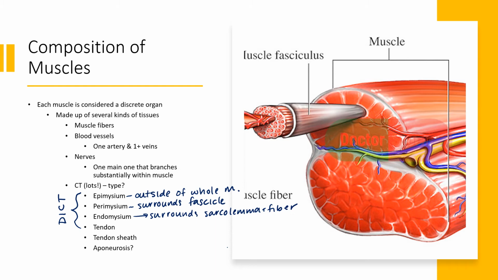Tendon sheath is dense, regular connective tissue. Sorry. Let me fix that. I should have put those in a different order. Your tendon is dense, regular connective tissue. Your tendon sheath, endomysium, perimysium, and epimysium, those are all dense, irregular connective tissue. And we'll talk about why that is in a couple of slides.